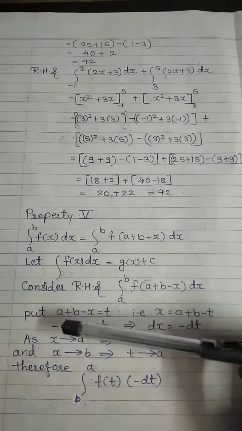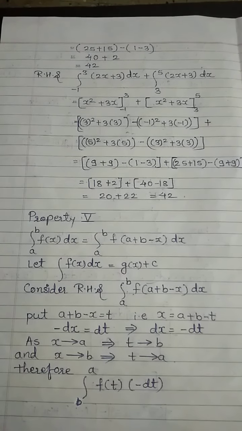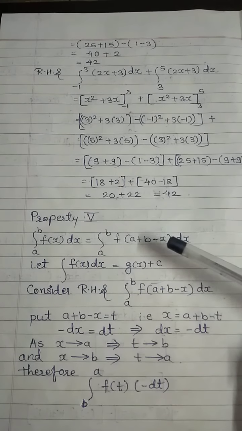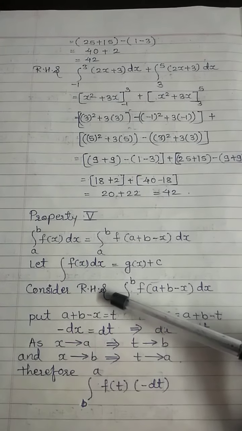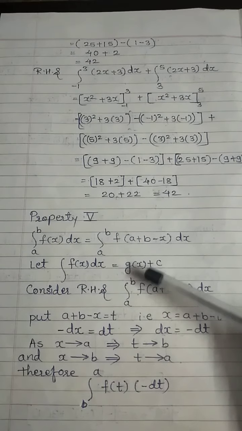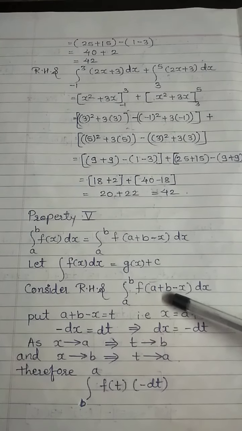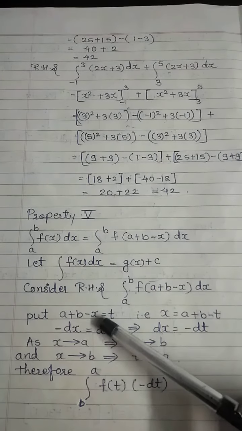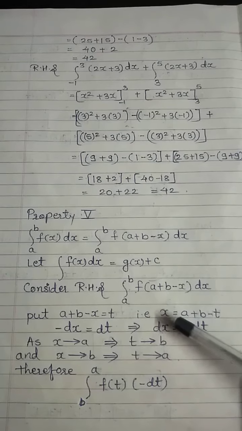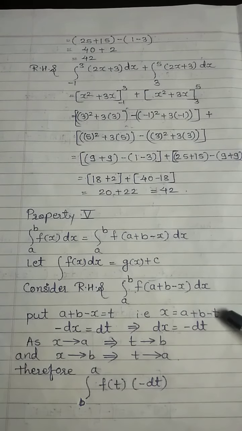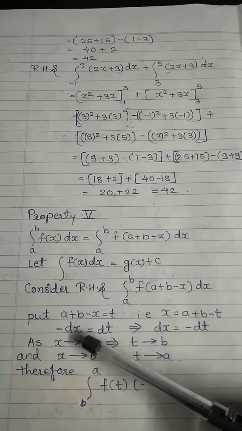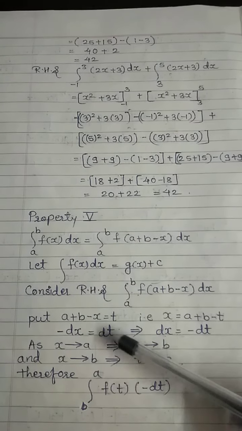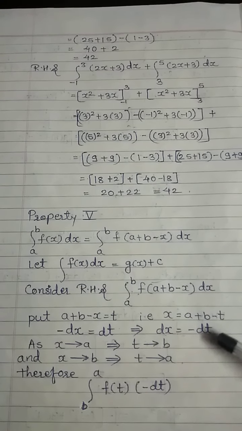Now here also we have a small proof regarding this property. So let's consider the integration of f of x dx is equal to g of x plus c. Now first we consider the RHS, that is integration a to b f of a plus b minus x dx. Suppose we put a plus b minus x is equal to t. So the value of x will be a plus b minus t. So differentiating with respect to x, we get minus dx is equal to dt. So we can say dx is equal to minus dt.